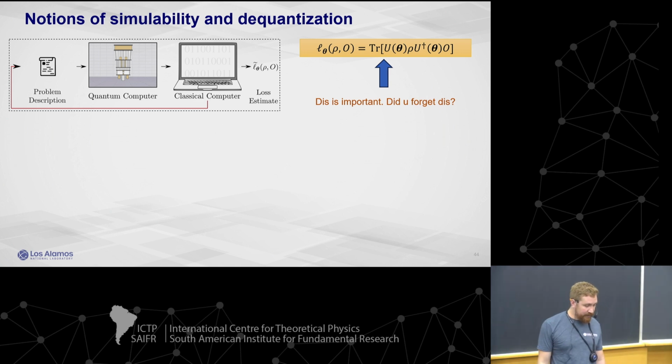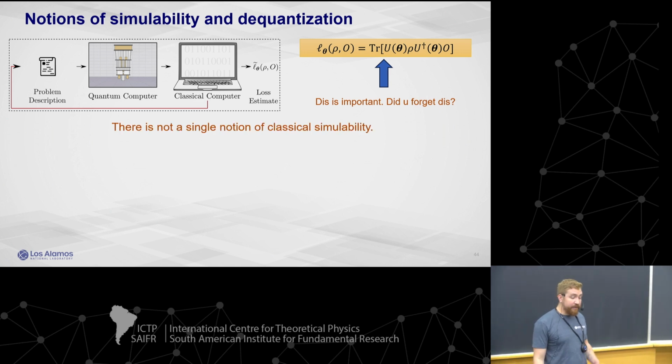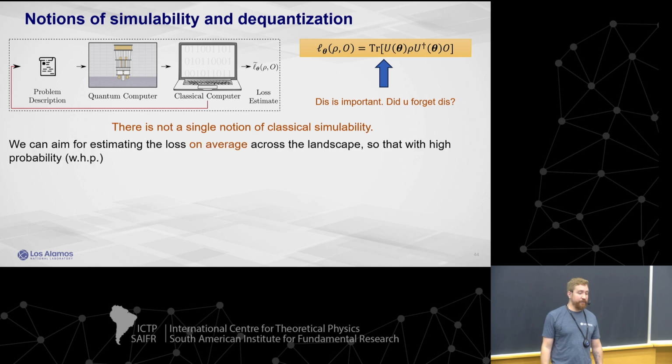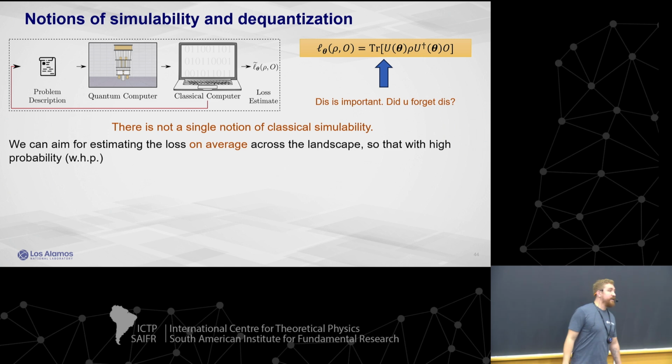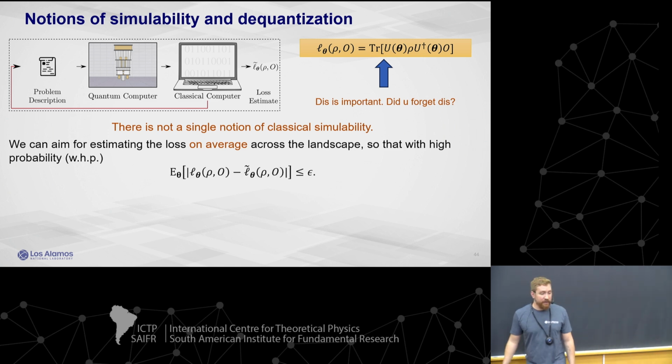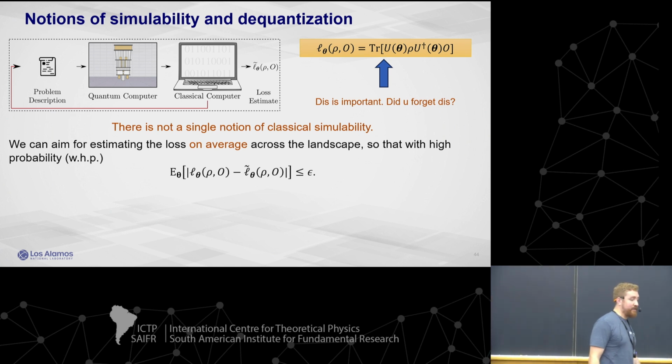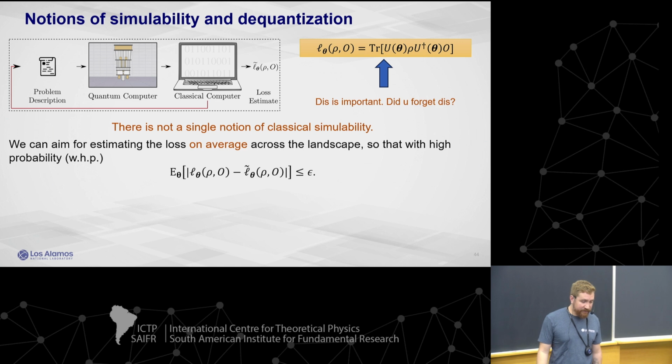Also, there's not a single notion of simulation and dequantization, because we care about quantities that kind of look like this, and we can define different notions of classical simulability. So for instance, we might have some average case simulability, which is: if I give you a random set of parameters, you should be able to estimate the expectation value with very high probability, and this has to be smaller than epsilon. This would be an average case simulation.